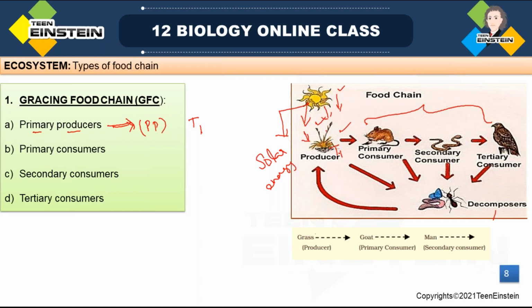Next come the primary consumers. Here, primary producers are producing. Here, primary consumers are utilizing; first, they are consuming. Primary consumers, we'll mention it as PC. So these primary consumers will definitely be animals. These animals are feeding on green plants. Okay, here you can see.